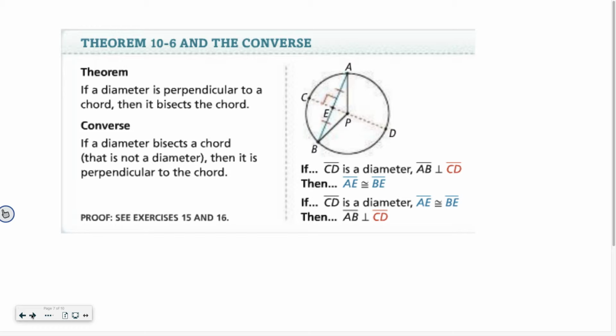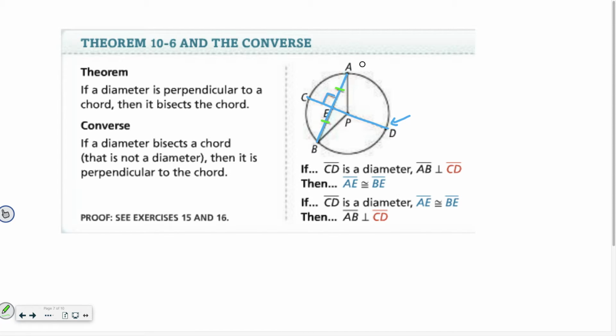All right, theorem 10.6. This is where we start to get into slightly tougher things. This ends up getting used way more in the real world examples in your homework assignment, okay? So theorem 10.6, if we have a diameter, in this case it's CD, and that diameter is perpendicular to a chord, in this case that chord is AB, then we know that chord is bisected. So I know AE would be congruent to BE. And the other way around.